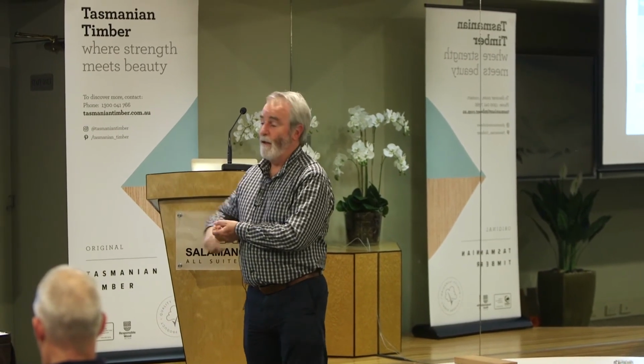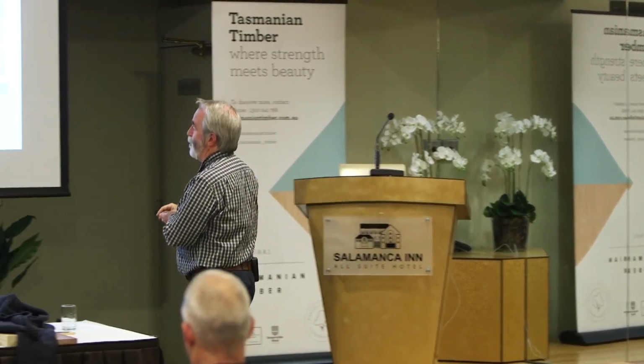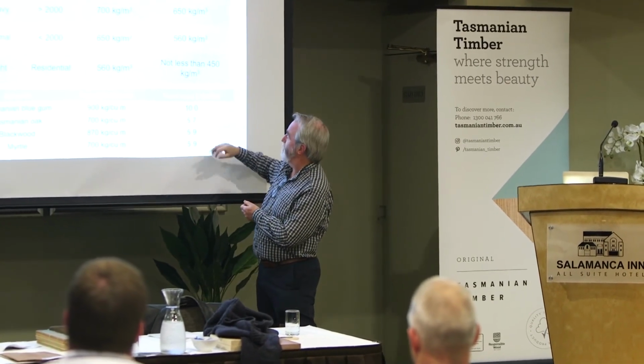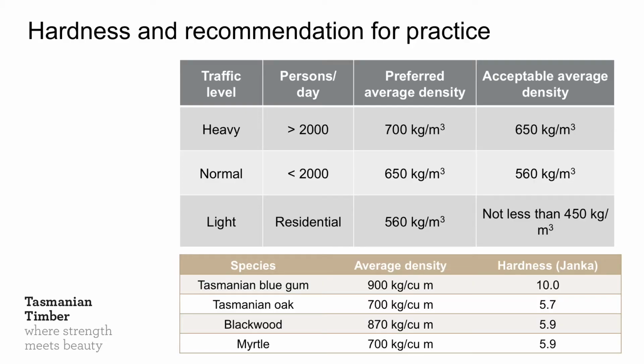figure. So obviously, Tasmanian blue gum, which is quite difficult to get, is a 10. And you see how much it drops down to Tas oak, blackwood and myrtle, which effectively are very similar with each other, even though the blackwood's got a higher density rating.